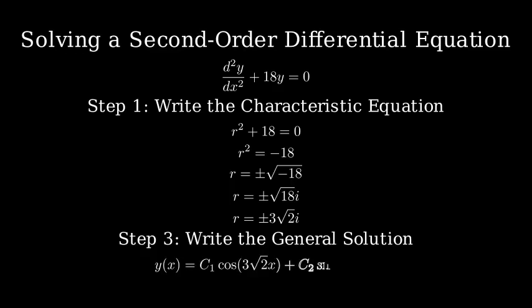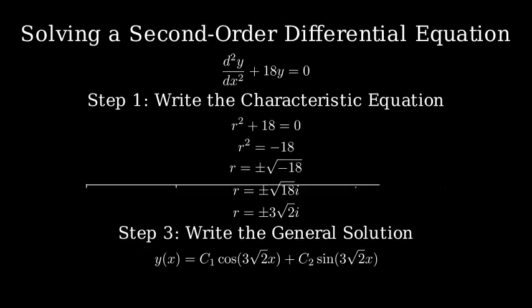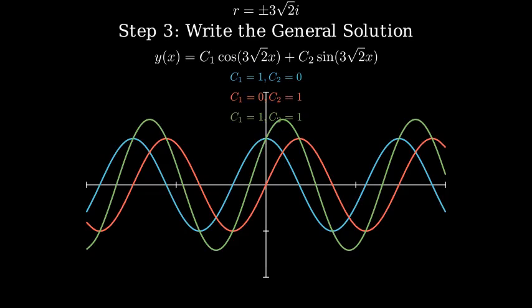The general solution is y equals c1 cosine of 3 root 2 x plus c2 sine of 3 root 2 x, where c1 and c2 are arbitrary constants. Let's visualize what this solution looks like. Here's the graph for different values of c1 and c2.